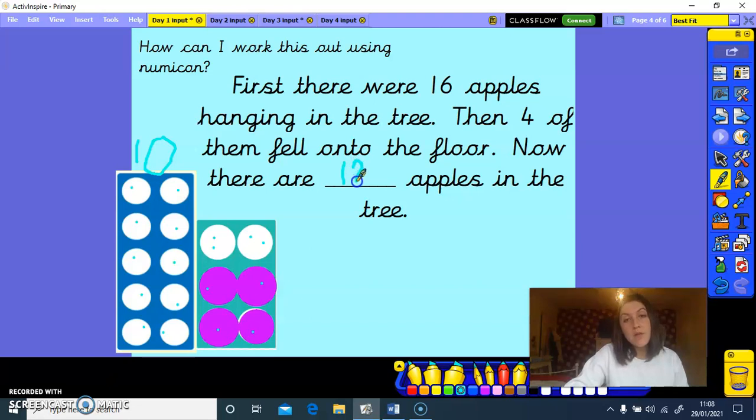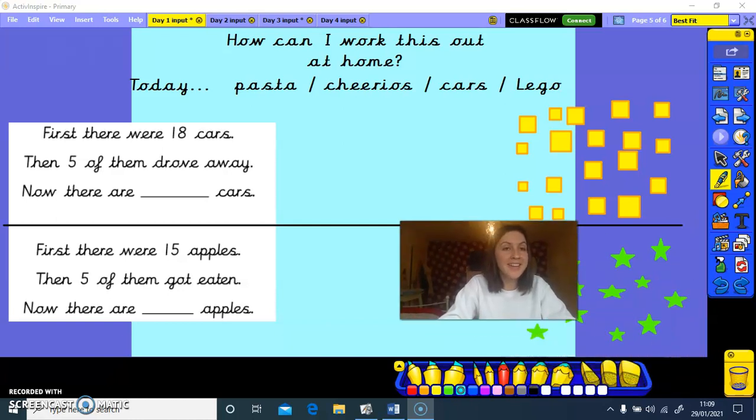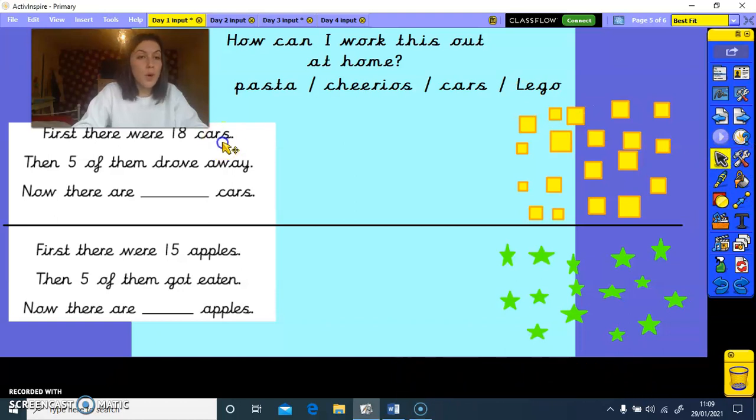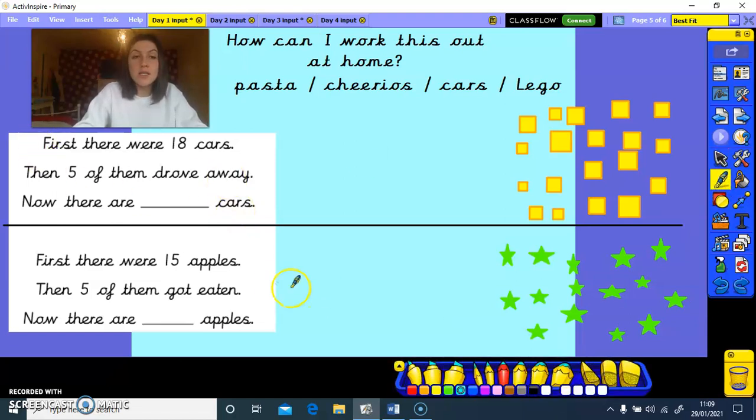I wonder which out of those methods you preferred. Okay, so how you're going to do it at home today. You will need your pasta, your Cheerios, your cars, your Lego, whatever you have to hand. I'm going to put myself up here now to help you. So you are going to have some word problems that look like this here. You have got to, first of all, read your word problem. I want you to underline the starting amount and circle the amount you will be taking away.